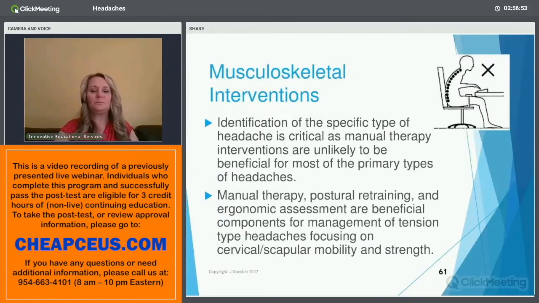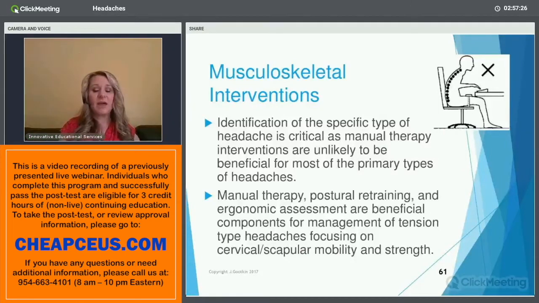Considering musculoskeletal interventions specifically, individuals with tension headaches may be likely to benefit from ergonomic assessment, your typical musculoskeletal interventions of massage, postural training, particularly looking at cervical mobility, as well as scapular stability and postural alignment so that there's a stable base for that head to be controlled on.